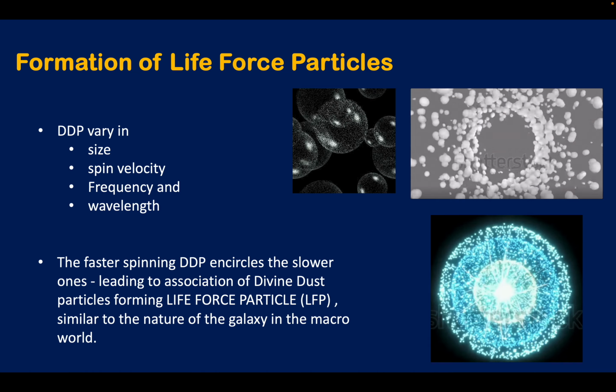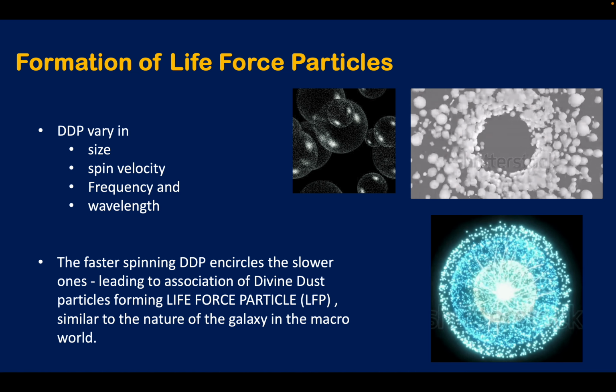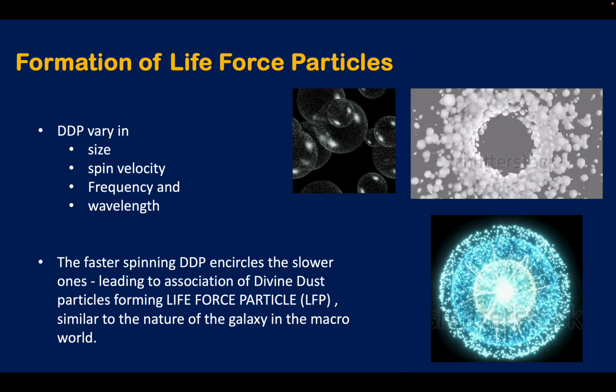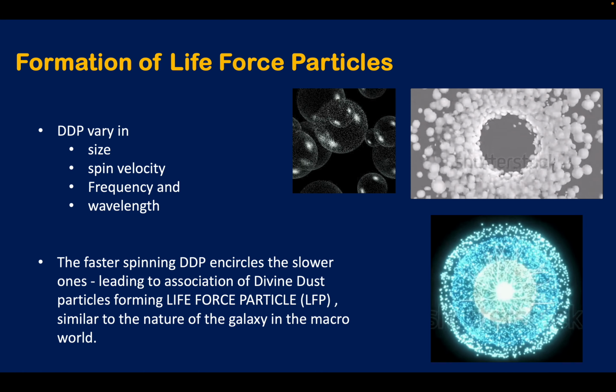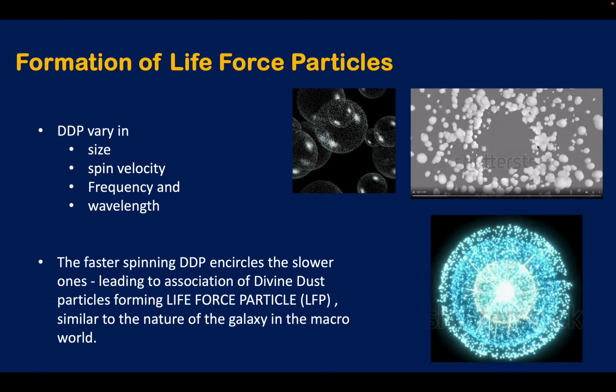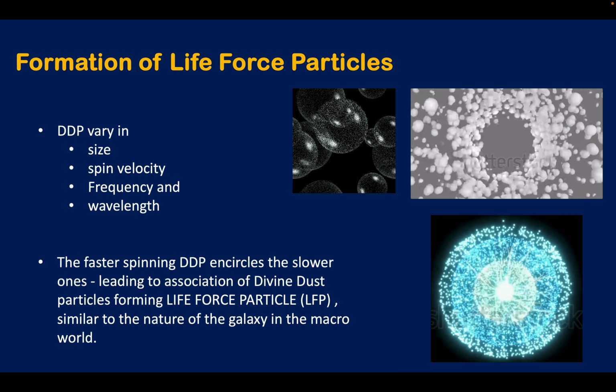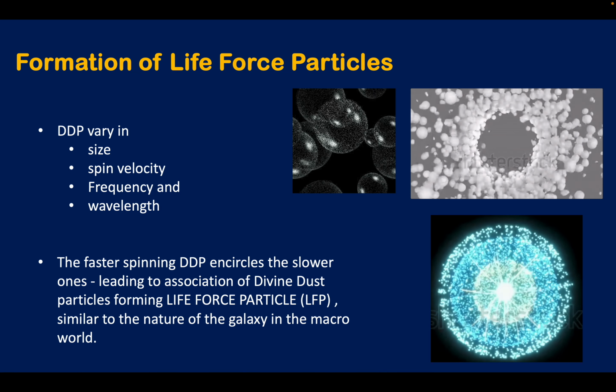This is similar to the nature of the galaxy, where the slow circling ones will be in the center and the fast ones are in the periphery. So this is one principle. We can say that அண்டத்தில் இருப்பதுதான் பிண்டத்திலும் இருக்கிறது.